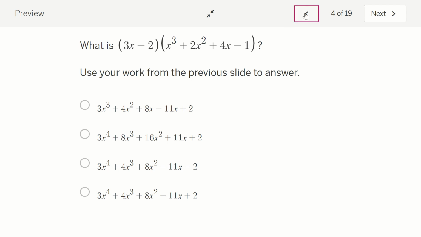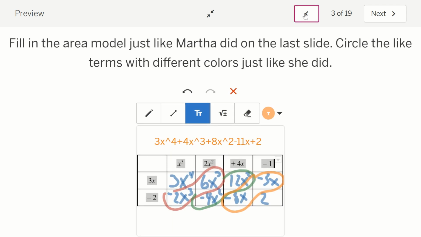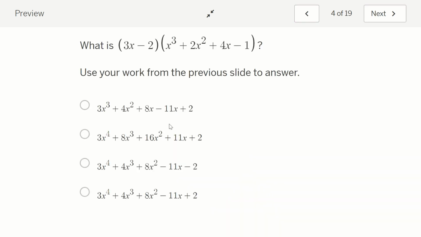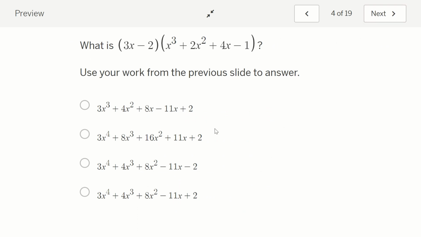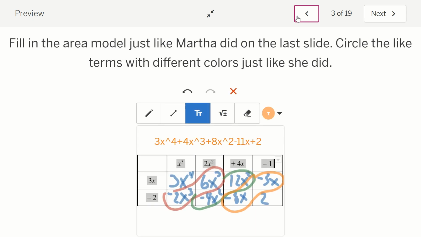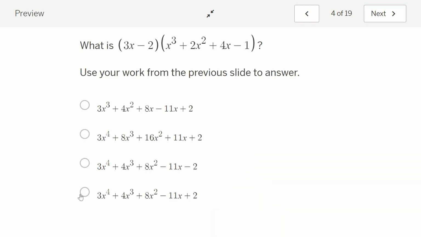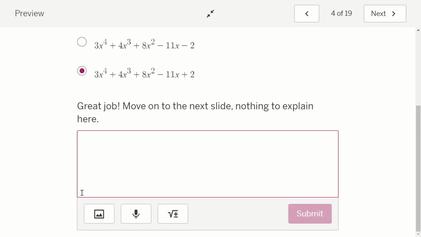Can I even go back to the previous slide? Oh, I can. Good, because I'm not in a PowerPoint. So 3x to the fourth plus 4x to the third plus 8x squared minus 11x plus 2. You know, you really think that I would be better at doing this. 3x to the fourth plus 4x to the third plus 8x squared minus 11x plus 2 is D, right? You know, I can do this better if I had a piece of scrap paper. Plus minus plus. This one. Okay, great job. Oh, I guess that means I got it right.